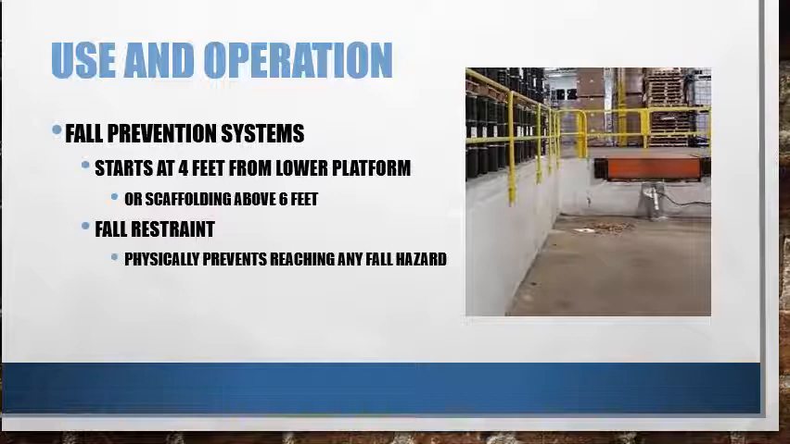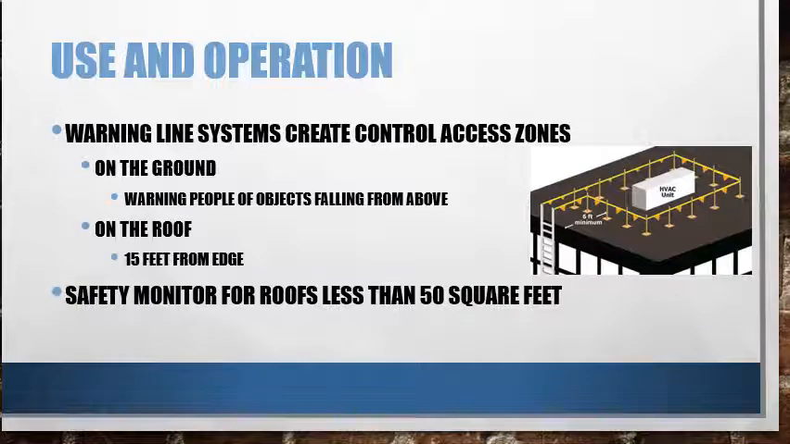If you build more than one frame of scaffolding, you have to start thinking about fall prevention systems. And fall restraint is a specific kind of fall prevention system that physically prevents you from reaching any fall hazard. On tall buildings, they'll put a fence around the edge of the building to keep people from falling off that building. There are also warning line systems, which create control access zones.